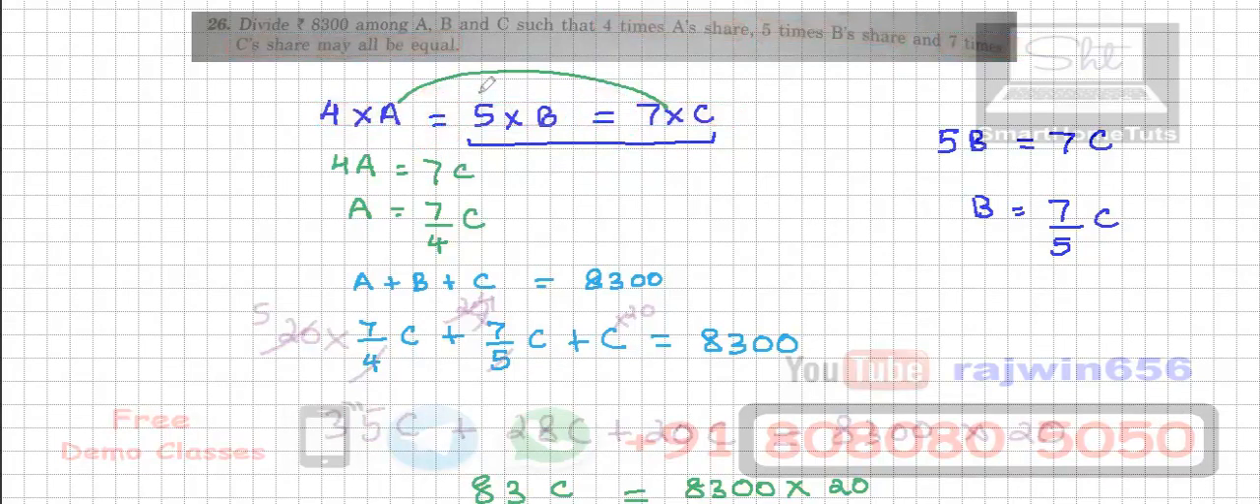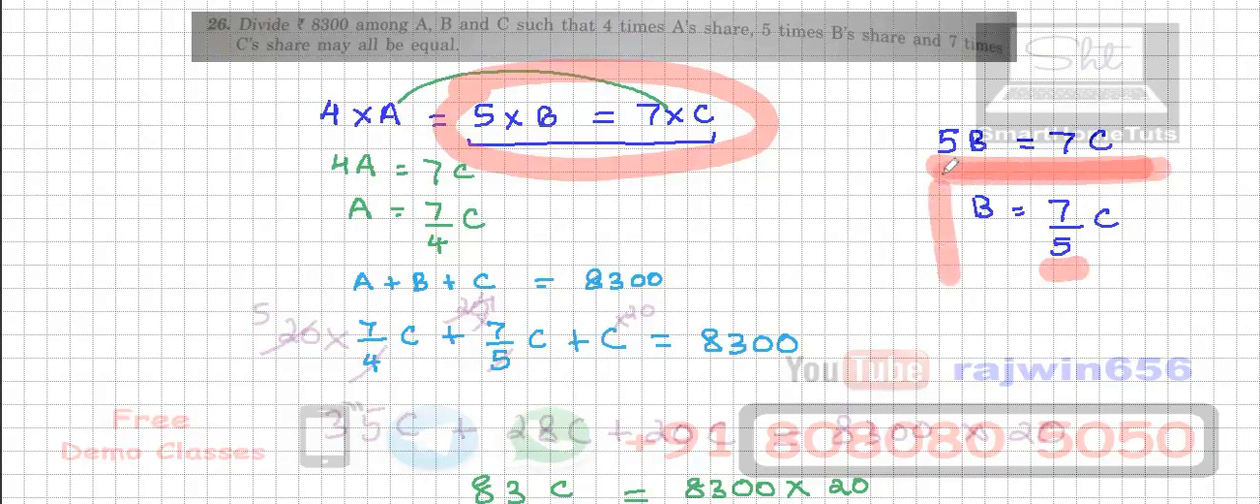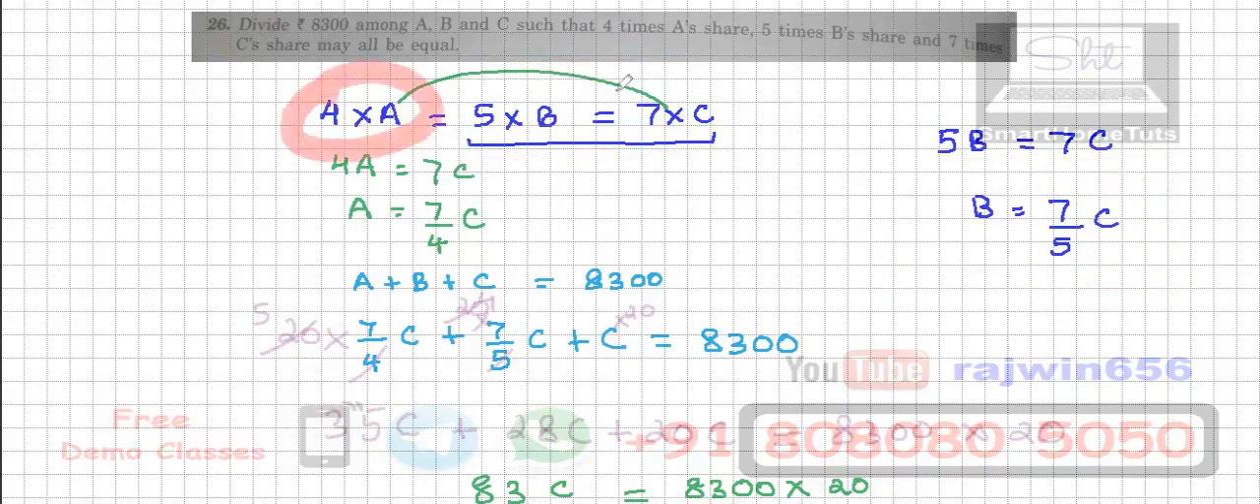Then I'm taking these both parts. 5B is equal to 7C. This is what I'm taking. I'll bring this 5 down over here in the denominator. I get B as 7 upon 5C. Then in the next part, I'm taking this and this. 4A is equal to 7C. Then I'm simply bringing this 4 down here in the denominator. So this is becoming A is equal to 7 upon 4 C.